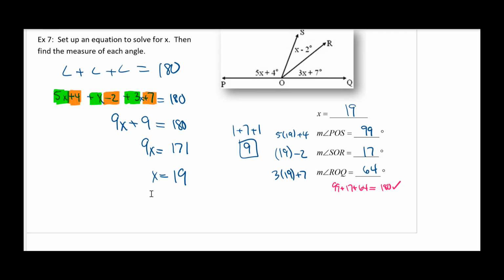Now, some people, depending on your mathematical abilities, might be able to take those two steps that we did and go to the second step and do 9x plus 9 equals 180. You might already see that. But however you roll with it, take your time, set up your equations, do your arithmetic correctly, and check yourself.